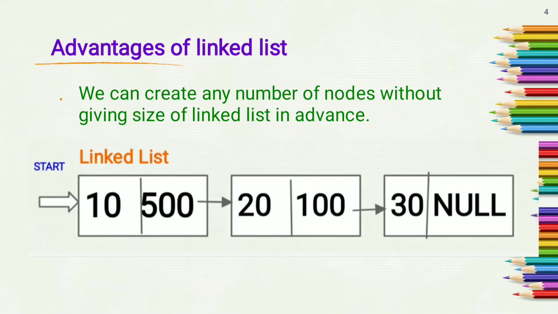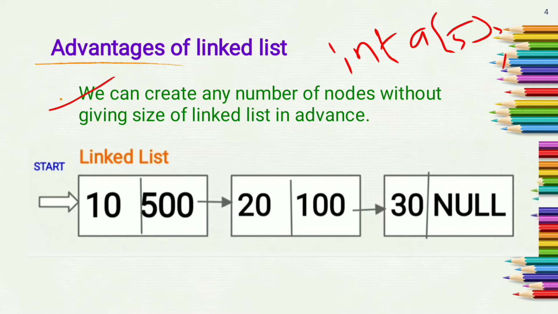First advantage of linked list is we can create any number of nodes without giving the size of the linked list in advance. As we saw in array, we have to mention the size of array inside the square brackets. That means we have to give the size of array in advance so that the compiler can allocate memory to this array at compile time. And if we don't know the size of array, we have to mention the size randomly. That may cause shortage of memory or wastage of memory.